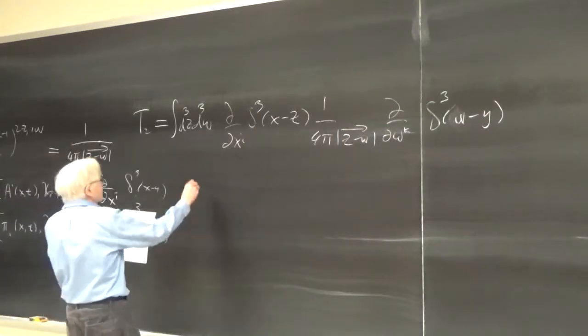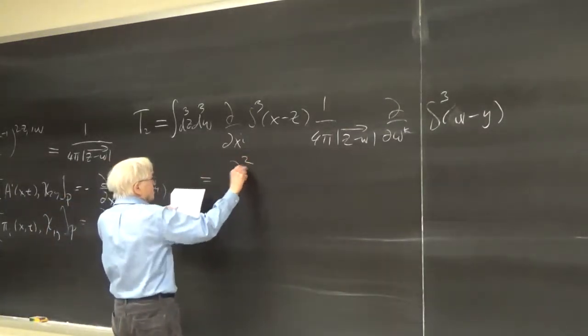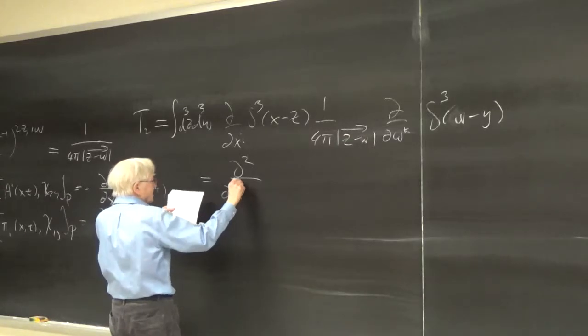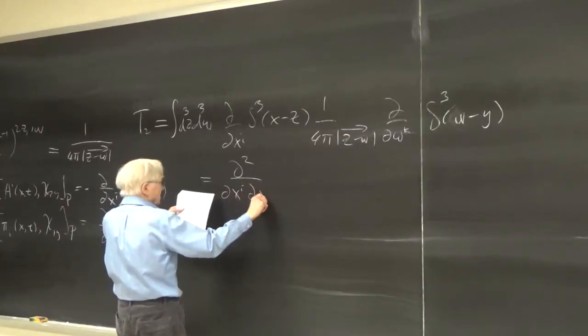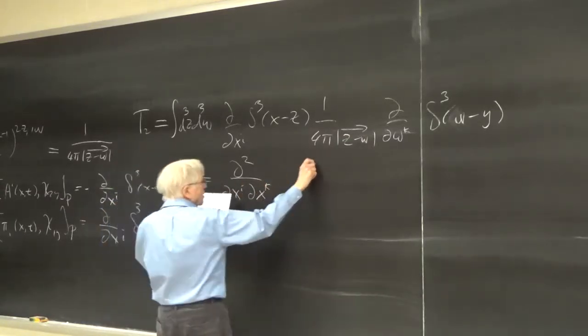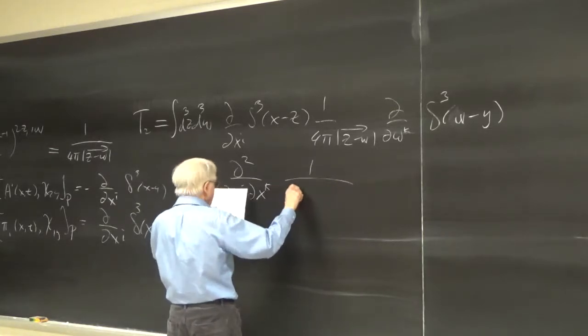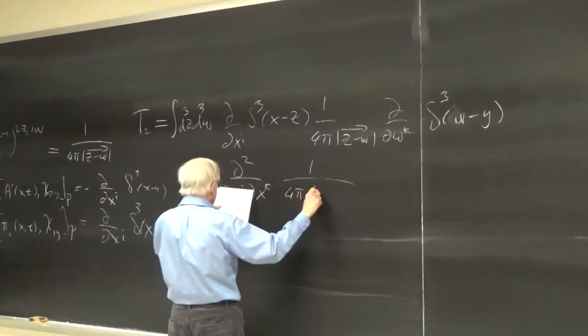Okay, this thing turns out to be partial x_i, partial x_k, 1 over 4 pi. Wow, that's a big typo.